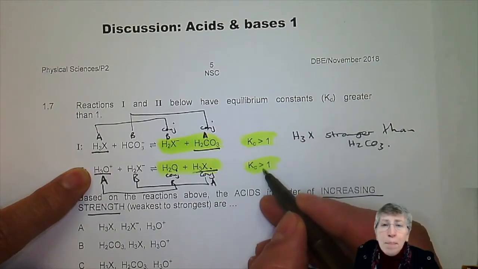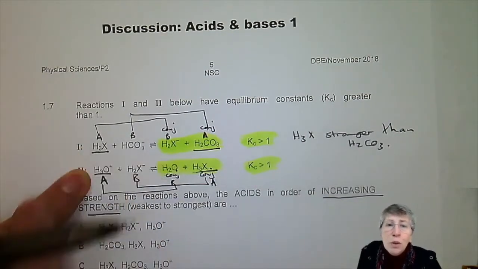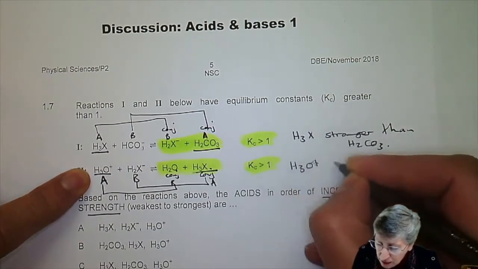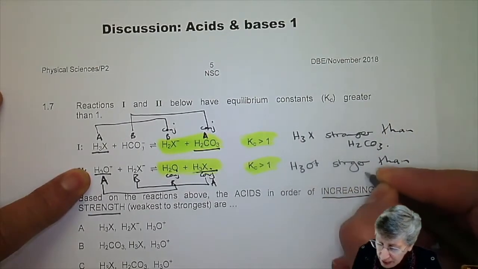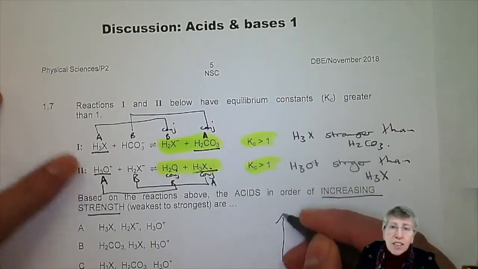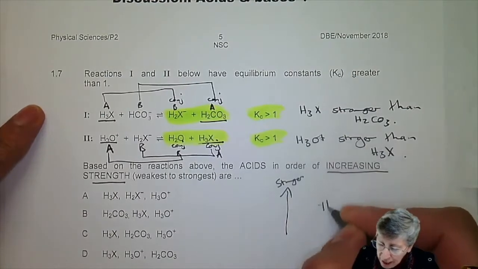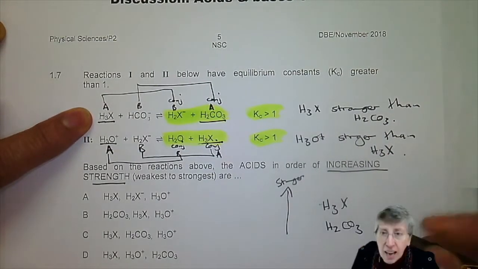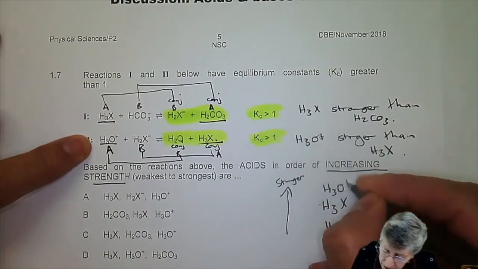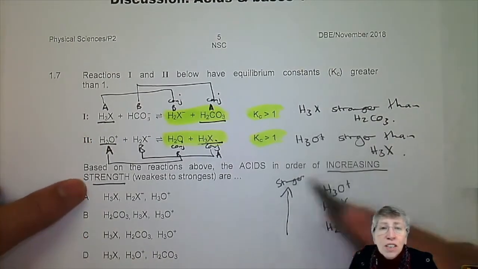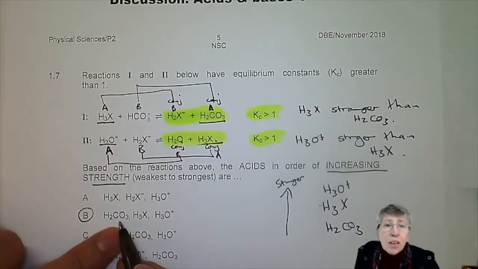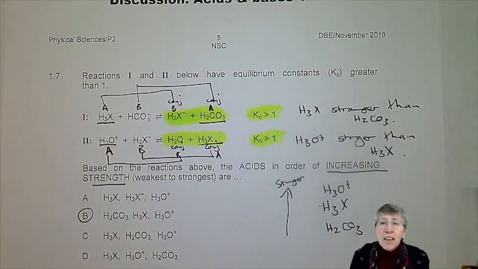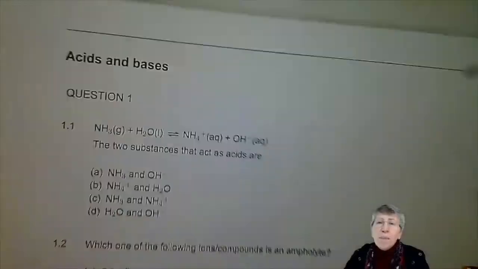And now, once again, with a Kc bigger than 1, it tells you that the acid acting in the forward reaction is stronger than the acid acting in the reverse reaction. So this second part actually tells me that H3O plus is stronger than the H3X, right? So if I look at increasing strength, well, the first equation told me that H3X is stronger than H2CO3, and the second one told me that H3O plus is stronger than H3X. So from weakest to strongest, it will be the carbonic acid and then H3X and then the hydronium ion. Right, guys? Now, we are going to do some more multiple choice questions because that's so nice to know if you understand your work.